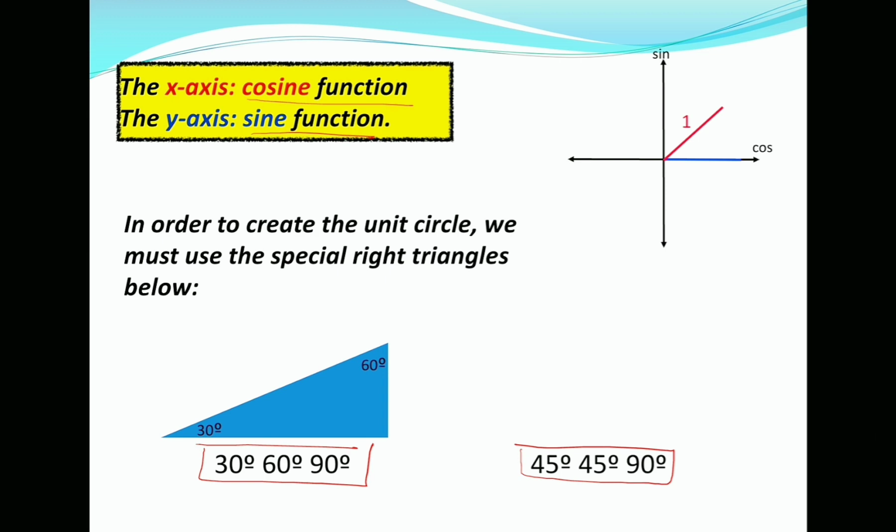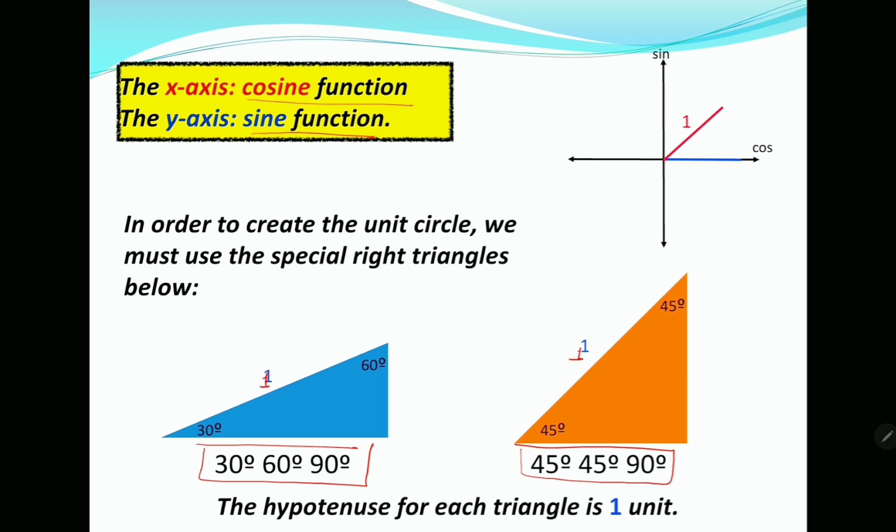This is a 30-60 right angle triangle, and the values will be 45, 45, and 90 degrees. If the hypotenuse is 1, then the side opposite to 30 degrees will be sine 30, which is 1 by 2. And this will be cos 30, root 3 by 2. And this is 45, 1 by root 2, 1 by root 2.